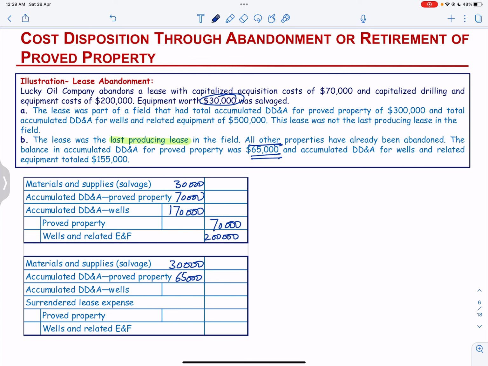And then we add accumulated DD&A for wells and related equipment and facilities, which is 155,000. Then the proved property is 70,000, and wells and related equipment and facilities is 200,000, totaling 270,000. So the balance between the two is 20,000, and this will be recorded as surrendered lease expense.